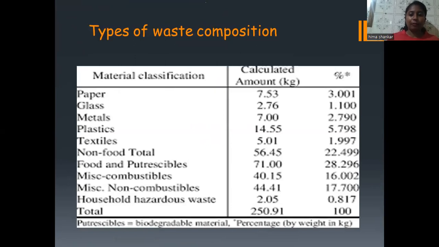So here we have the waste composition percentages. Paper is about 3%, glass waste about 1%, metal waste about 2.7%, plastic about 5.7%, textiles about 1.9%, non-food total is 22.4%, food total is 28%, misc combustibles are 16%, misc non-combustibles are 17%, and household hazardous waste is 0.8%.